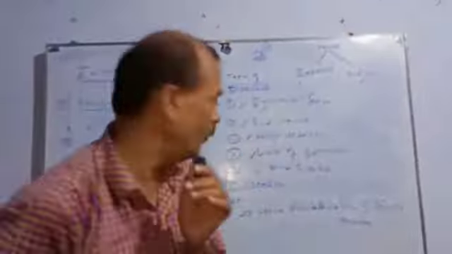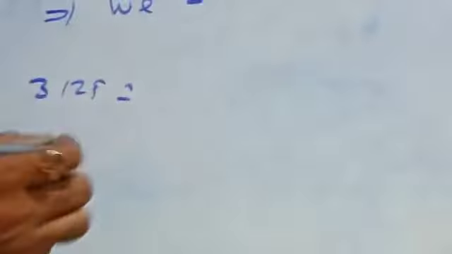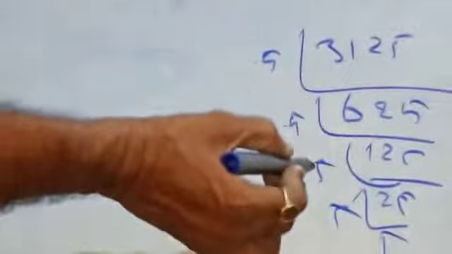Suppose we are given 3125. So we will do the prime factorization. 3125 divided by 5 is 625, 625 divided by 5 is 125, 125 divided by 5 is 25, 25 divided by 5 is 5, and 5 divided by 5 is 1. So I will write 3125 equals 5 five times, so we write 5 to the power 5. This is the power notation, a very simple way.